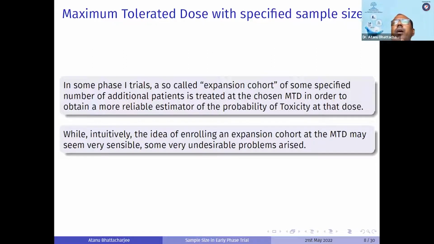Obviously, in the literature, in books, you will see a phase 1 trial should be done with 30, 40 patients. But it does not mean that you have to specify the number. You can keep on going with the trial and end the trial with 30, 40 patients.